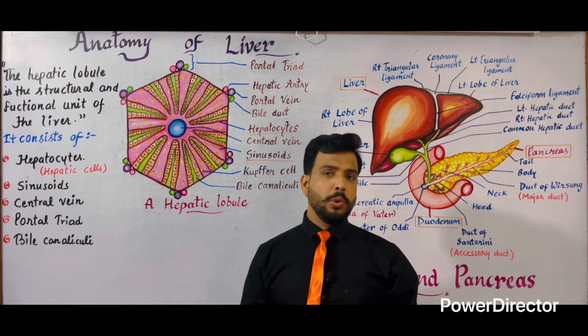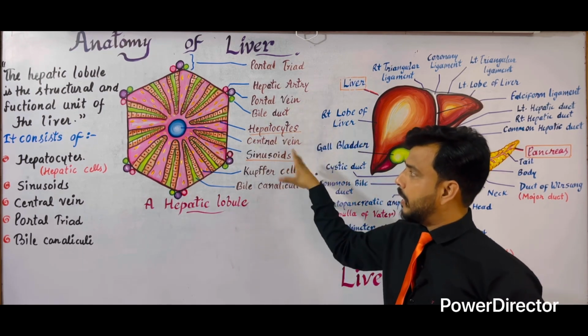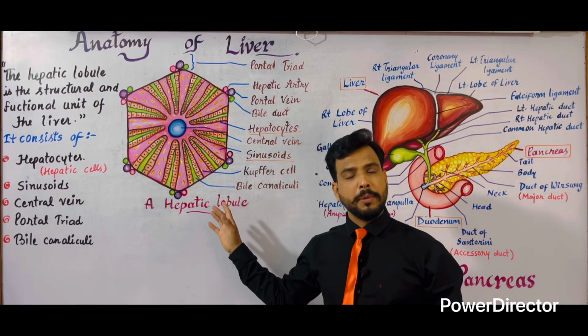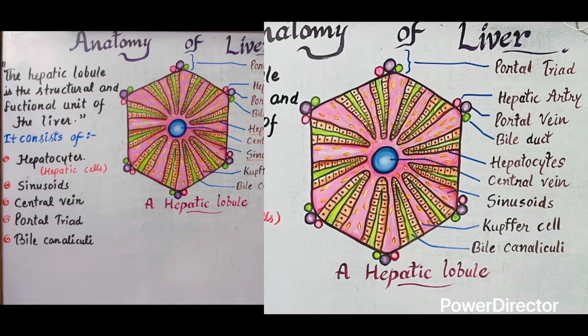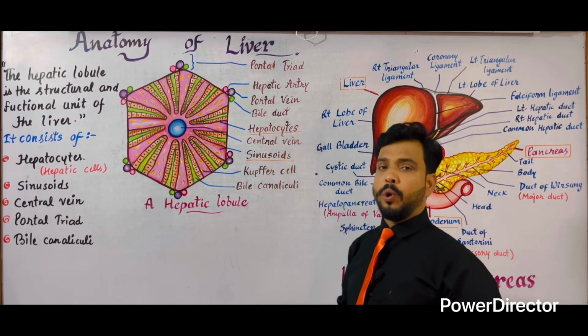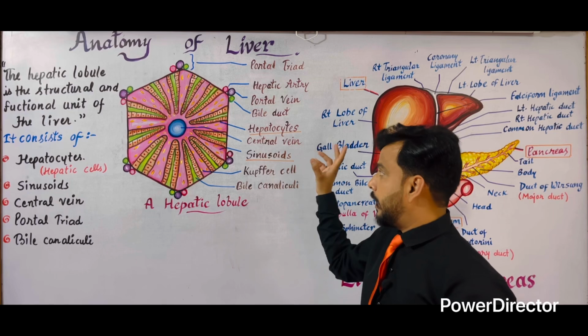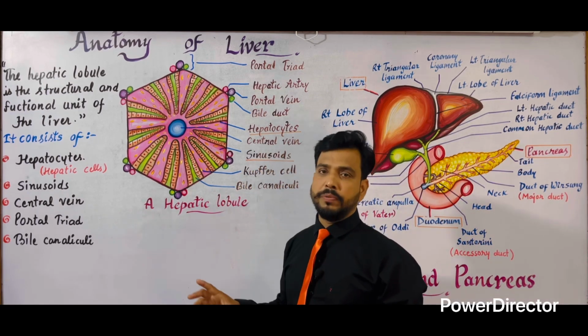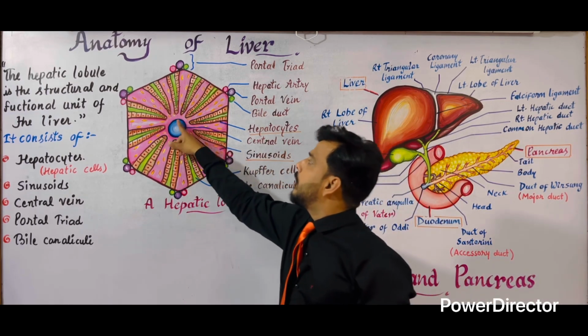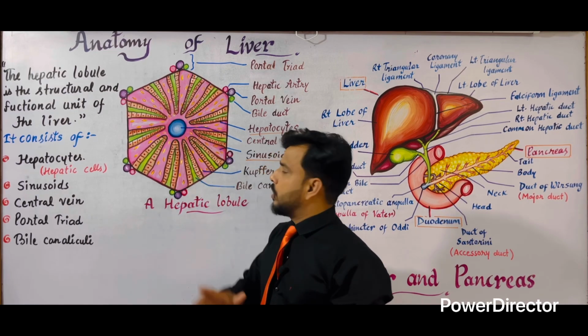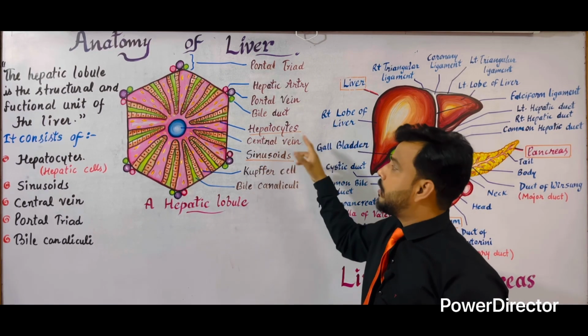So as you can see in this diagram, you can see different kinds of cells. So I will explain a hepatic lobule by which you will easily understand the anatomy of the liver. First of all, I am going to explain the diagram, the names, the labeling, and the functions of each cell. In the center, as you can see, this blue colored structure is called the central vein.